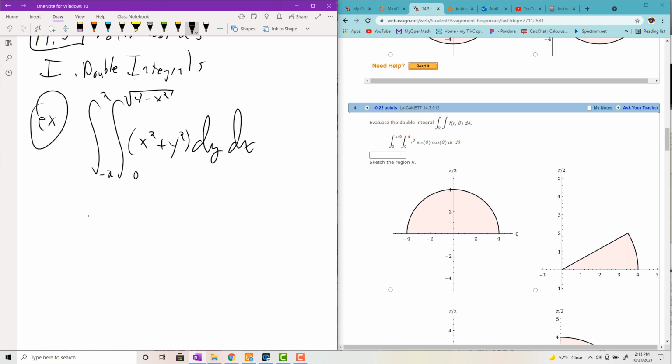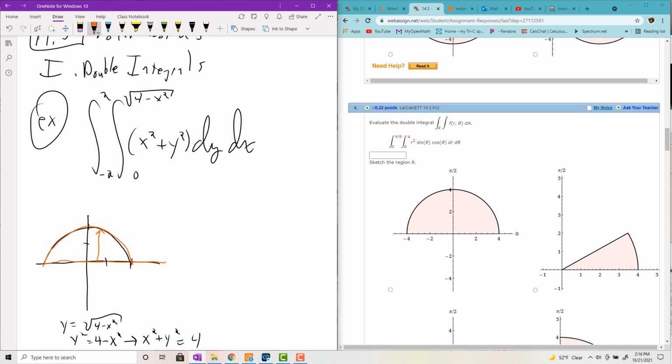Okay, so let's draw the region. It's y equals 0, which is the x-axis, to y equals the square root of 4 minus x squared. So what the heck is that? Square both sides, you get y squared is 4 minus x squared. Add x squared to both sides, you get x squared plus y squared is 4. So it's just a semicircle with radius 2, like this. And so y equals 0 to y equals this curve, and then the point negative 2 here to 2. So the region I want to integrate over is this circular region.